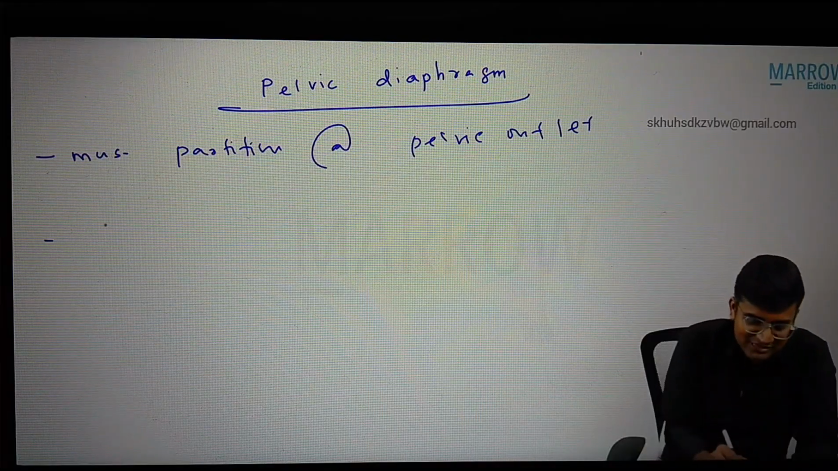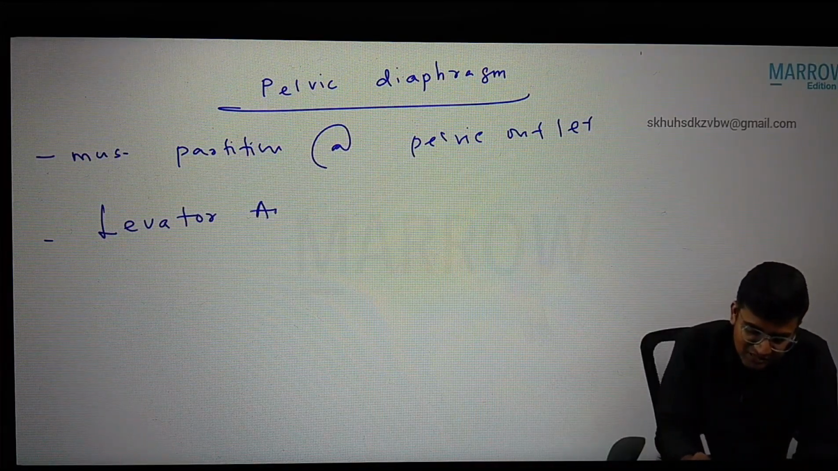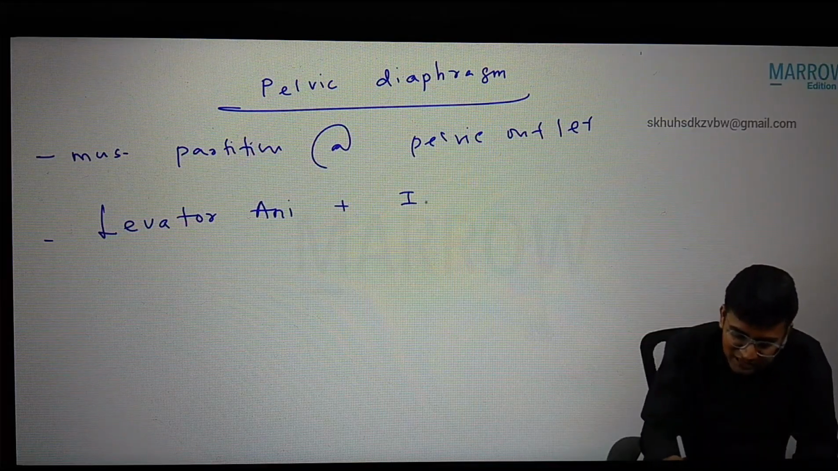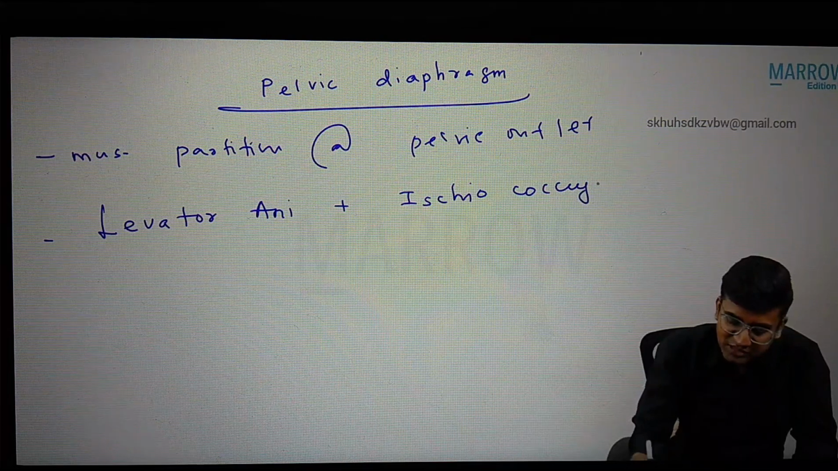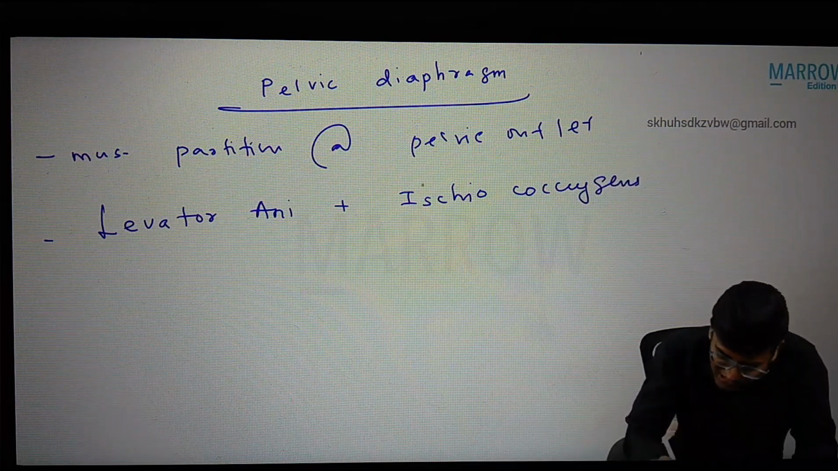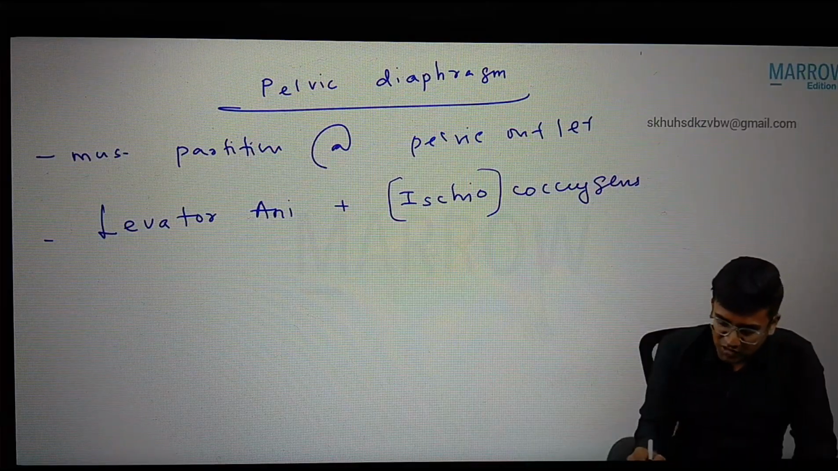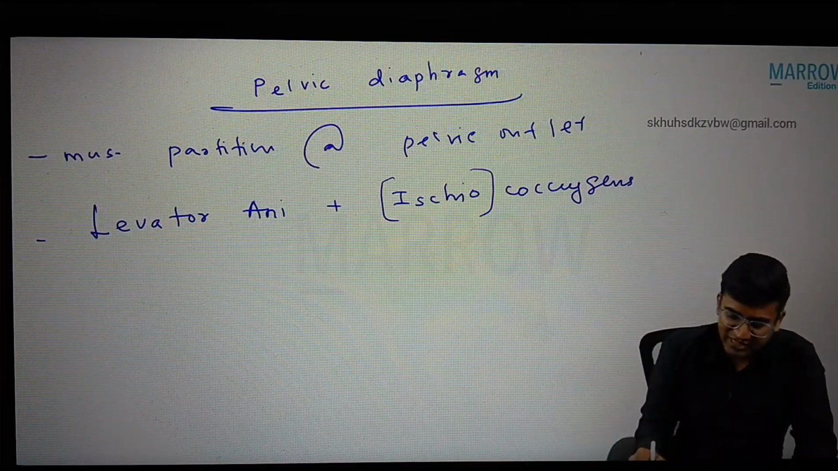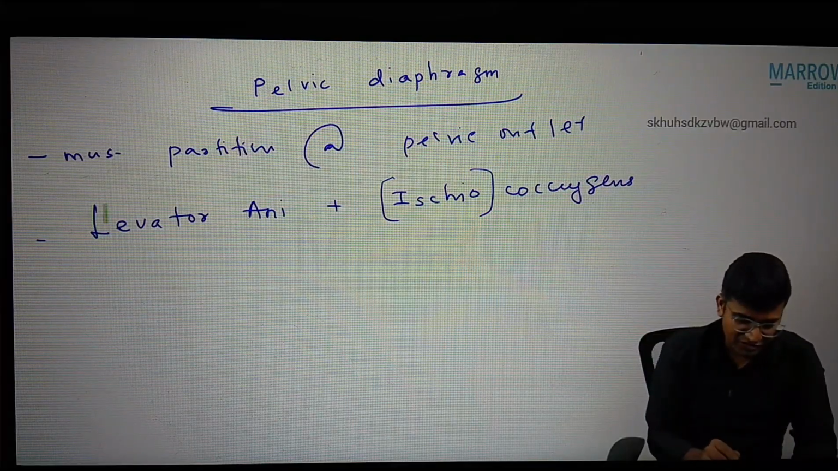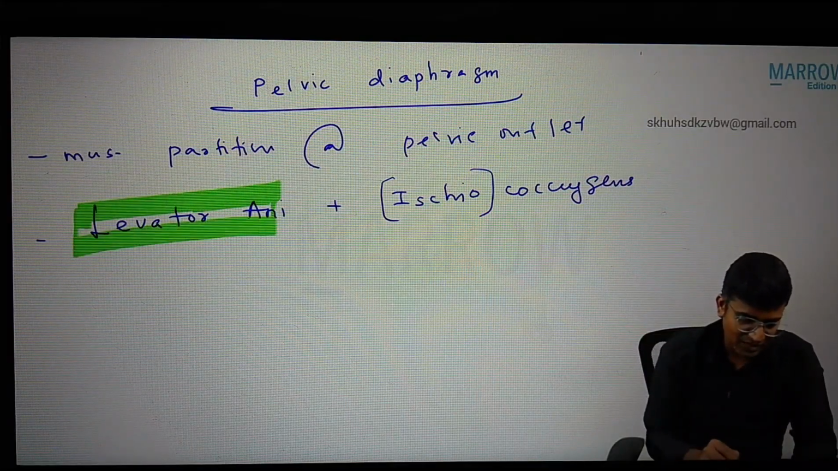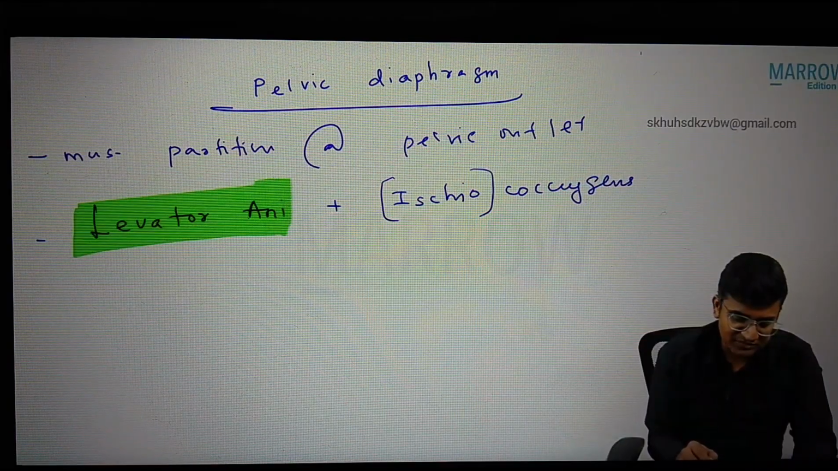The pelvic diaphragm has two parts. One is the levator ani muscle, and the other is the ischio-coccygeus muscle, also known as the coccygeus muscle. Very important: the pelvic diaphragm includes the levator ani muscle and the ischio-coccygeus, or simply coccygeus, muscle.